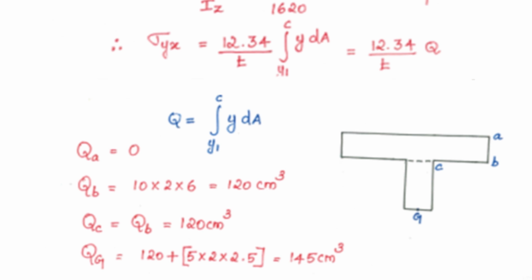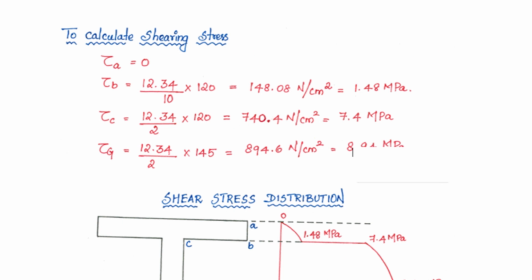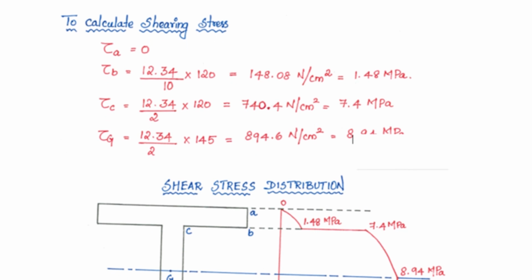The area above B is 10 into 2 and the centroidal distance is 6 from the neutral layer. So, it is 120 centimeter cube. Since B and C are located on the same line, QC equals QB, that is 120 centimeter cube. After that you can calculate QG also, it is 145 centimeter cube. The next is calculation of shearing stress. Once you know Q, you can calculate shearing stress by using that formula. So, tau A equals 0, and for tau at B the thickness you substitute is 10 centimeters. At C there is a small difference between B and C, the thickness varies, because point B corresponds to the bottom of the top flange and point C corresponds to the top of the web. So, that is only 2 centimeter, and the shear stress at the centroid is 894.6 Newton per centimeter square, that is equal to 8.94 MPa.